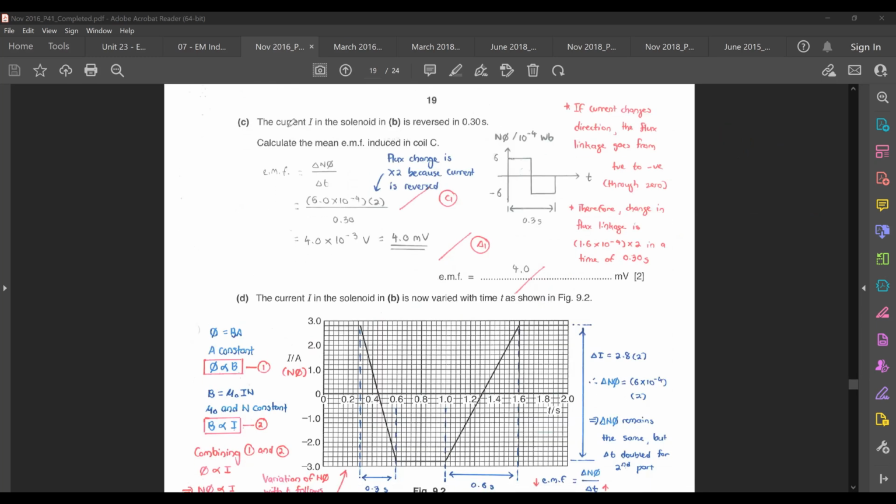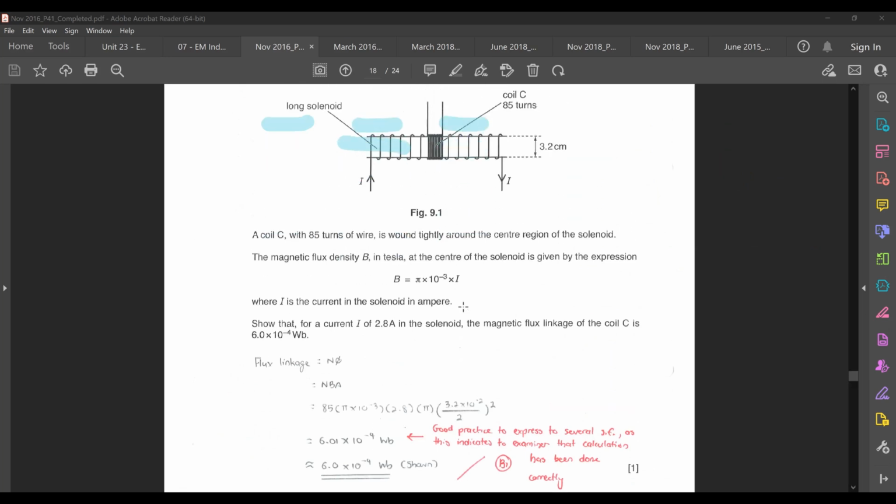They tell you now that the current I in the solenoid is reversed in 0.3 seconds. Calculate the mean EMF induced in coil C. So here, how do I find out the EMF induced? As I mentioned just now, as current flows through your solenoid, you will get a magnetic field produced that probably looks like this. It's the same magnetic field that passes through coil C. The magnitude is given by this.